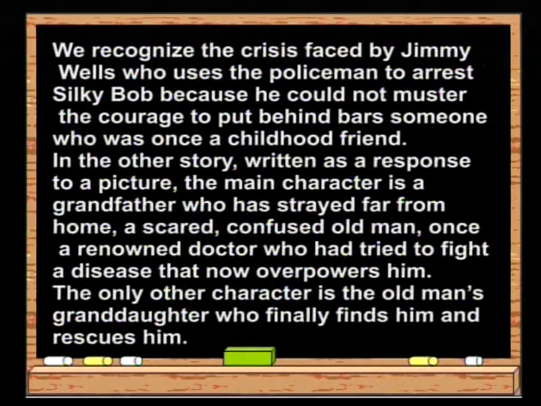In the other story, written as a response to a picture, the main character is a grandfather who has strayed far from home, a scared, confused old man, once a renowned doctor who had tried to fight a disease that now overpowers him. The only other character is the old man's granddaughter, who finally finds him and rescues him. This is a simple, highly emotional story that focuses on the dilemma of an old man and the love and concern of a caring granddaughter.